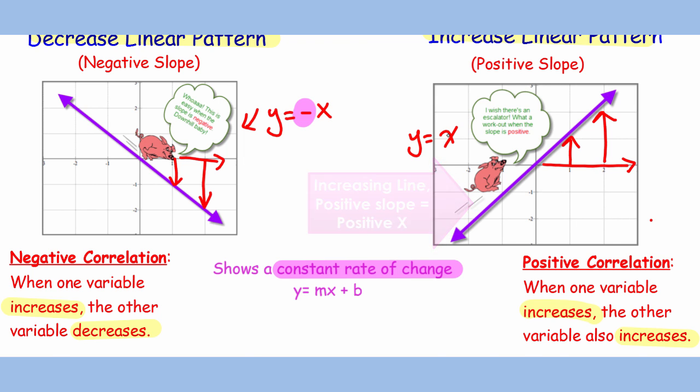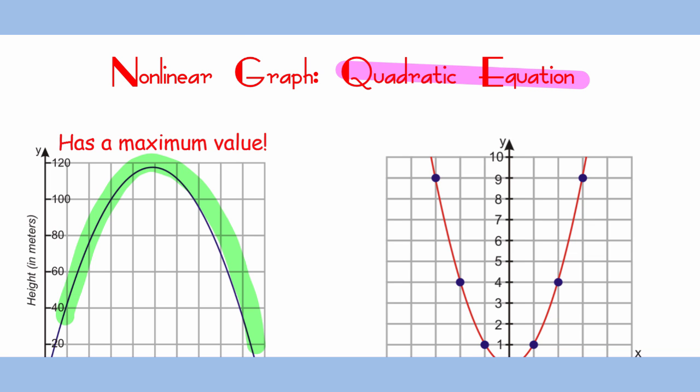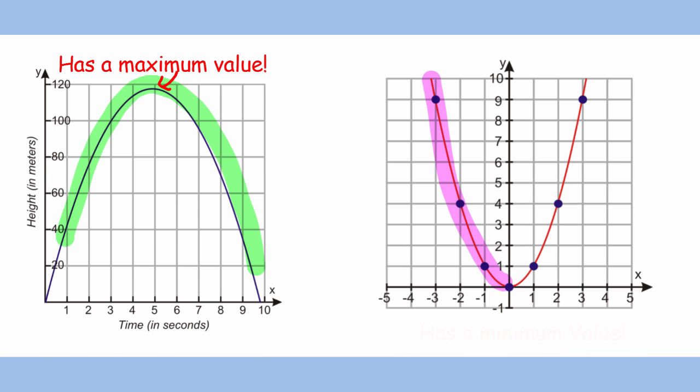Nonlinear graph, which we will focus on quadratic equation. We have two types that we will focus on today. One is curving down, which would have a maximum value at this point, meaning the highest point. And the other one is curving up. So guess what? This one would have a minimum value at this point right here.